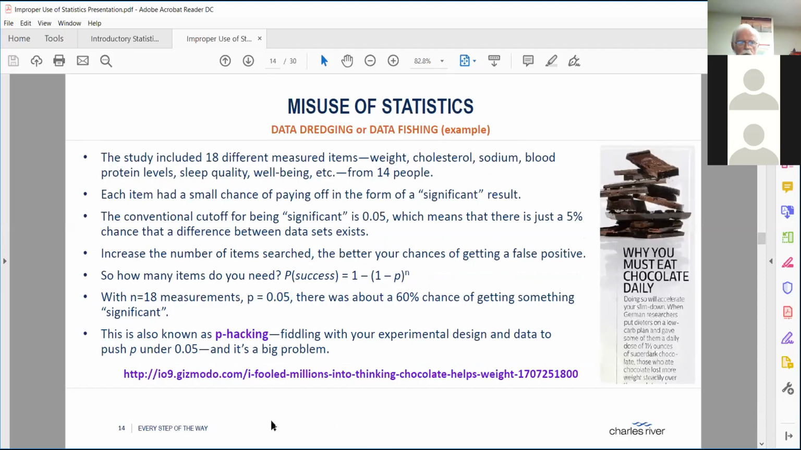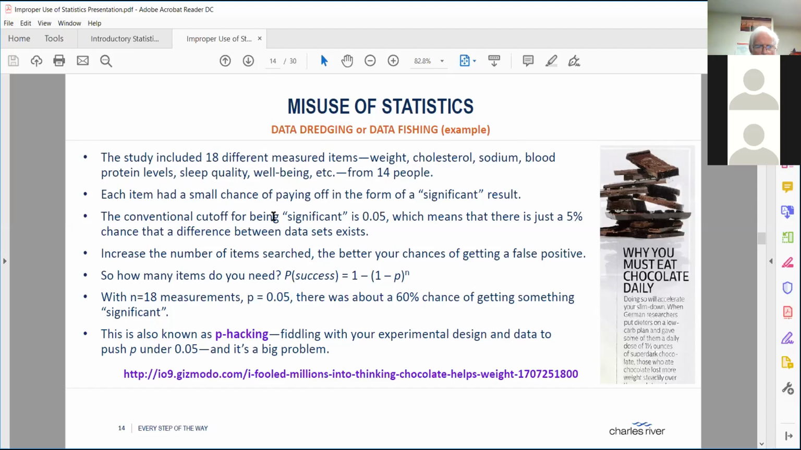Here's another one. When we're misusing statistics, we're looking at a study of 18 measured items, and in this idea that we're supposed to eat chocolate. But we're only having 14 subjects, and we're looking at 18 different parameters in each of these subjects. So the chances of finding some significant result skyrocket.